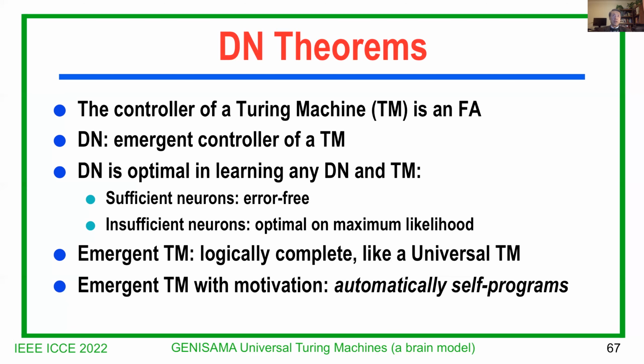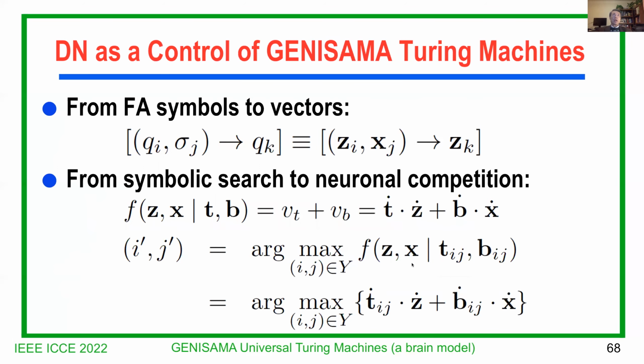Like a universal Turing machine, in principle, a network can learn any program from the real world and execute the program. And the emergent Turing machine with motivation, once you have a general purpose, right, and how it motivates itself, you really need to have a motivation so that it can automatically program. Once you have a motivated Turing machine, then it can program itself based on its motivation. And the DN is a control of a Generative Turing machine.